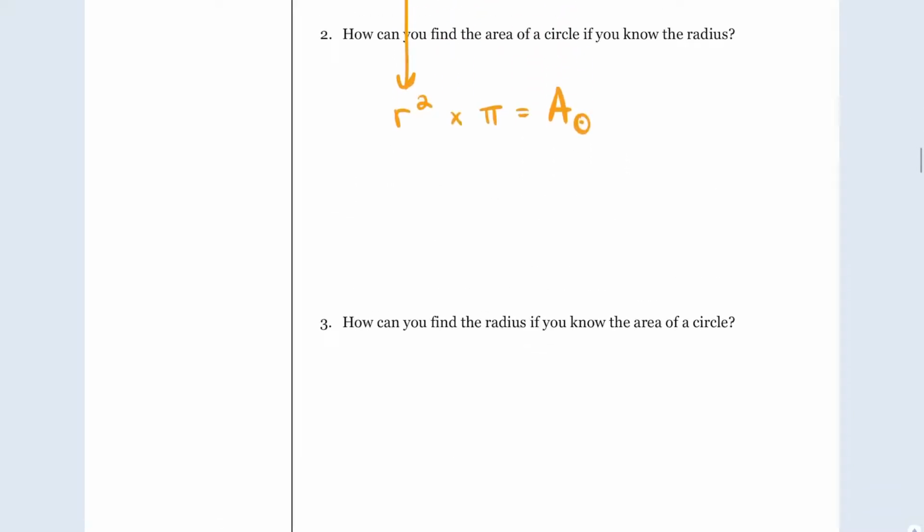We got one more. How can you find the radius if you know the area of a circle? I want you to try this one on your own. Pause the video, try and figure it out. Okay, let's talk about this.